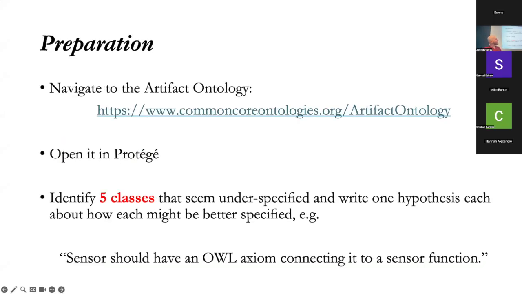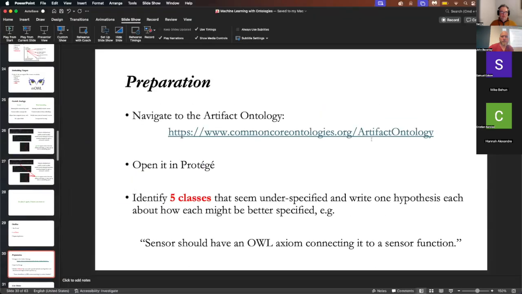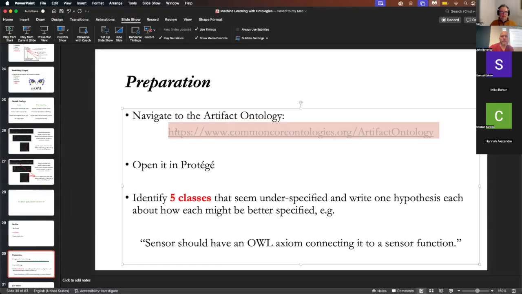But before this, I do have another exercise for you, in anticipation of our next project, because you'll be doing something along these lines for part of it. I would like for you to navigate to the artifact ontology of CCO and open it in Protege. I'll drop this link in the chat so you can go straight there.